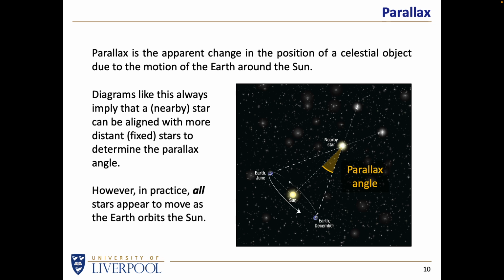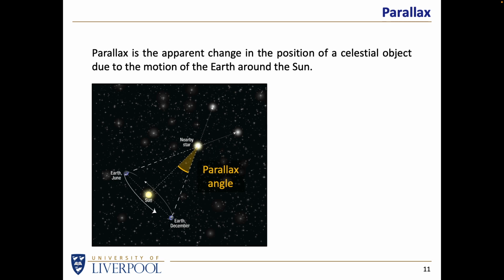Remember, these diagrams are extremely compressed because the distance to stars is, of course, light years or hundreds or thousands of light years, and the distance from the Earth to the Sun is only 150 million kilometers or so. So this triangle is actually millions of times longer than it is wide at the base. So it's an extremely small angle.